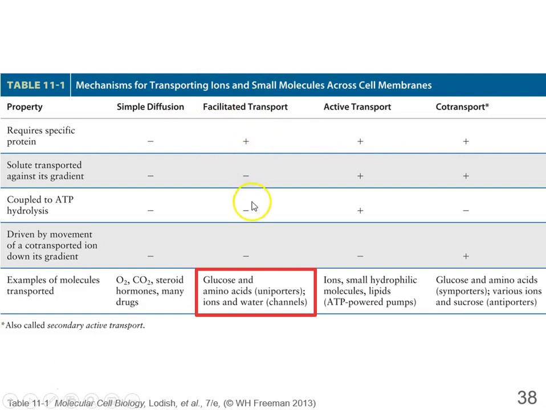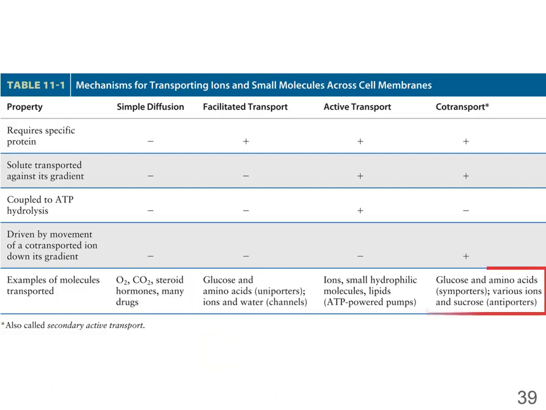This is called facilitated transport, and facilitated just means you need a protein. There's a plus sign right here, but we're transporting the solute along its gradient, so we don't need ATP hydrolysis. The kinds of things that are transported by these proteins are glucose, amino acids, ions, and water. So let's look at some examples. And over here, this is co-transport. So glucose, amino acids, and various ions and sucroses, these are antiporters. There's a co-transporter. I have examples of all of these.